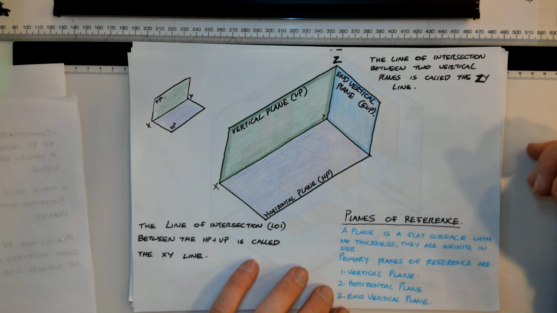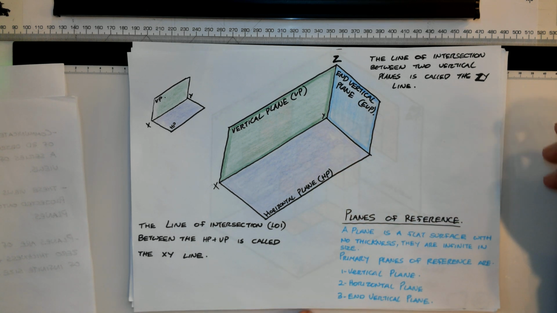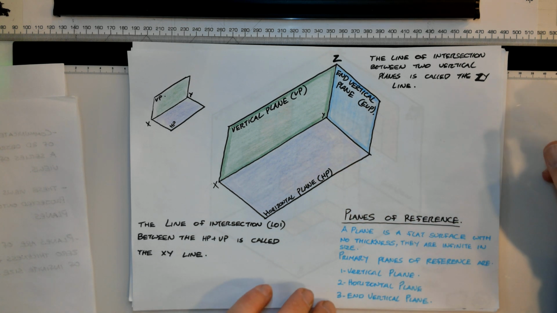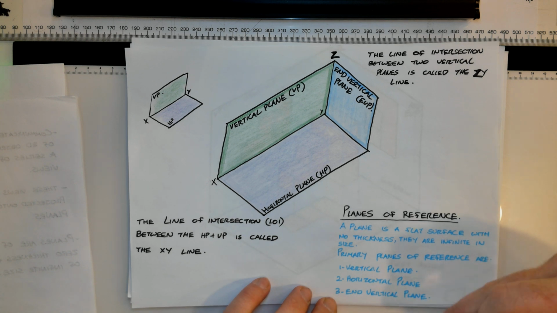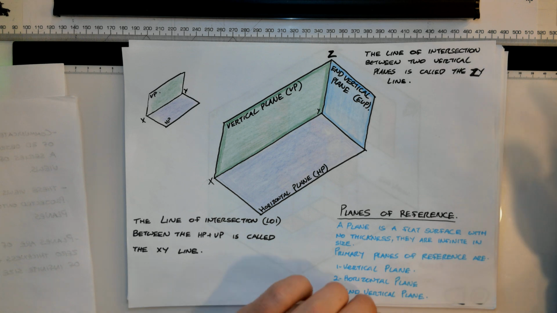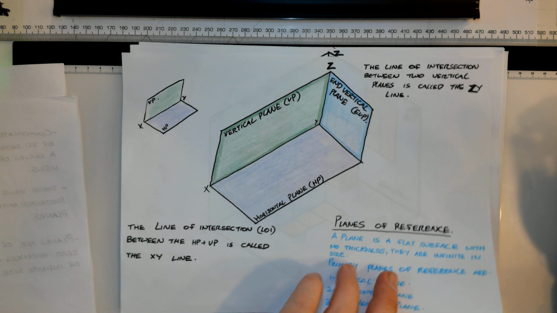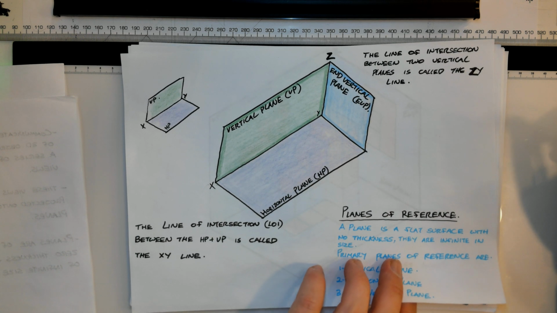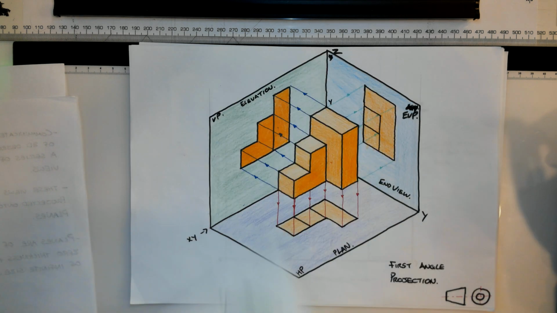A plane of reference, so a plane, is a flat surface of 0 thickness, and they're infinite in size. The primary planes of reference, which I've already mentioned, are the vertical plane, the horizontal plane, and the end vertical plane. Basically imagine the corner of a room. Now we're going to look at what an object looks like when it's being projected onto these planes.